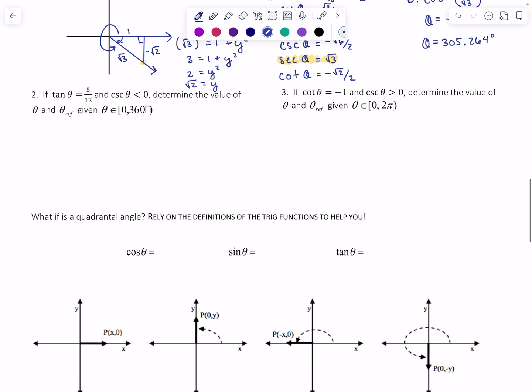All right, let's try a few more here. We're given that tangent of theta is equal to 5/12 and cosecant of theta is less than 0. Therefore, we know that we are working in quadrant 3 here. So we know we're working in quadrant 3. Go ahead, make a sketch.